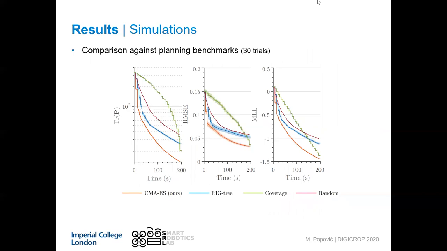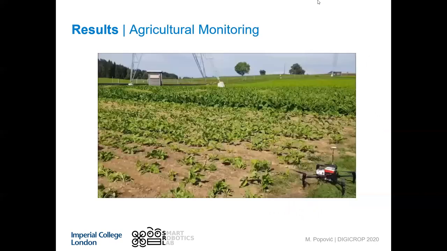Our framework was evaluated extensively in simulation. With the robot starting in an unknown environment, we showed that our method yields the fastest reductions in map uncertainty and error when compared against different benchmarks.